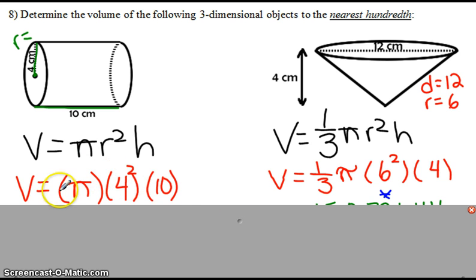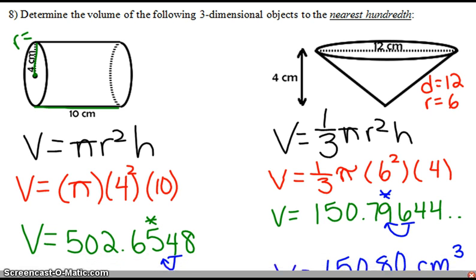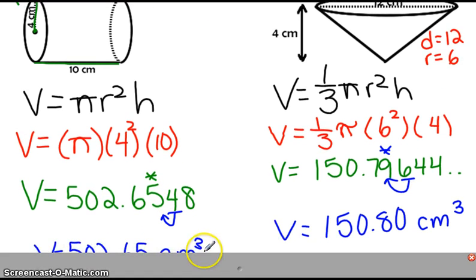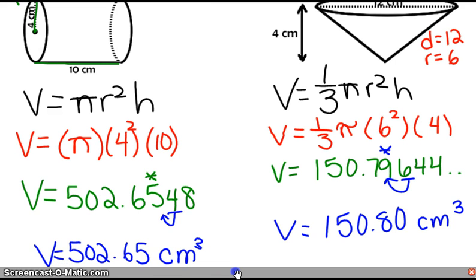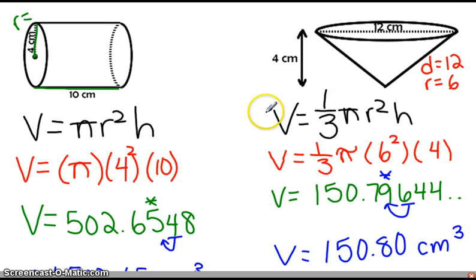Since you have all these terms filled in, you can just type it in your calculator and you get 502.6548. Round to the nearest hundredth. That means you're going to round to this position here, so you have to look at the digit one after. 4 is less than 5, so that remains: 502.65 centimeters cubed.